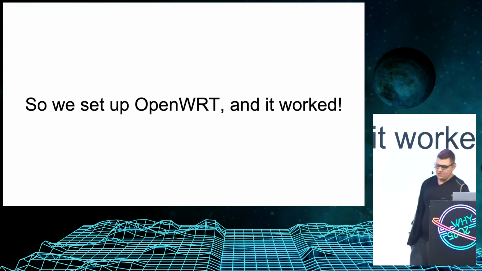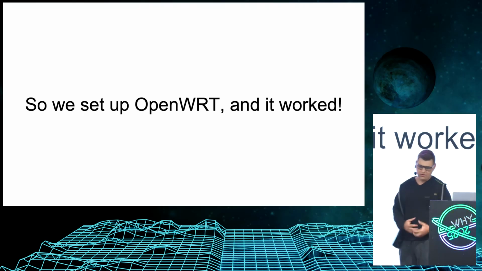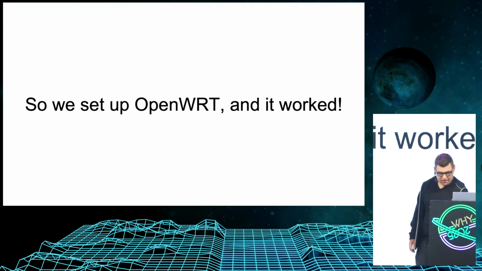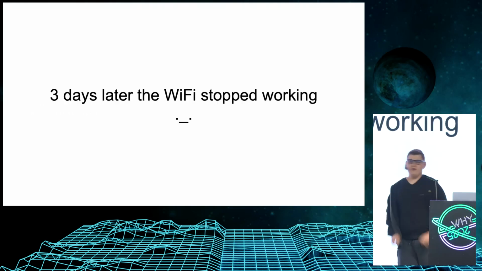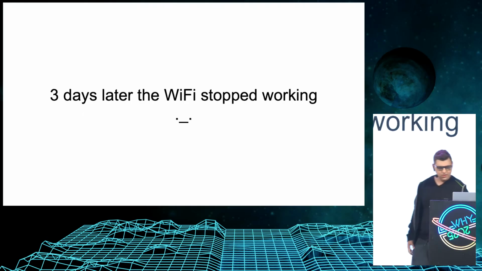So yeah, we set up OpenWRT on the Raspberry Pi, and it worked. The Wi-Fi was even a little bit faster, which was great. 3 days later, we walk in, and the Wi-Fi's down. We think nothing of it. We had no idea, obviously, that it was because of us. So we thought nothing of it. And even this was quite funny.